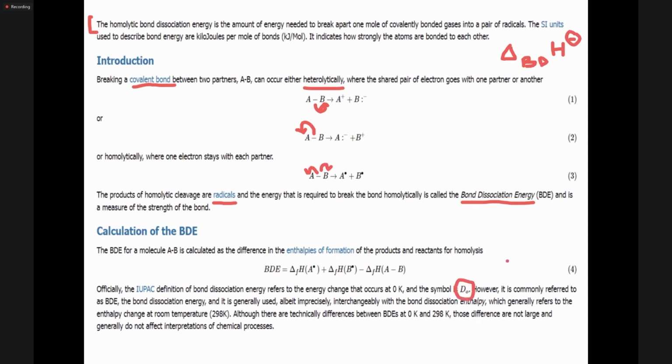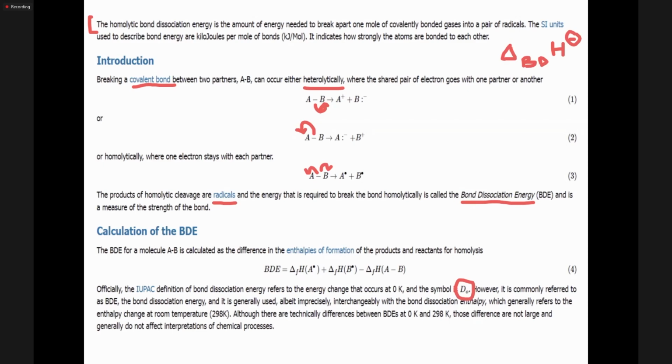However, it is commonly referred to as BDE, that is the bond dissociation energy. Whenever the energy change is occurring at 0 Kelvin, that is the absolute temperature, then it is used imprecisely or interchangeably with the bond dissociation energy, that is BDE or D0. Actually, the bond dissociation energy refers to the enthalpy change at room temperature.